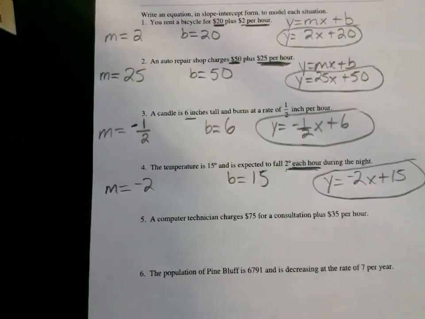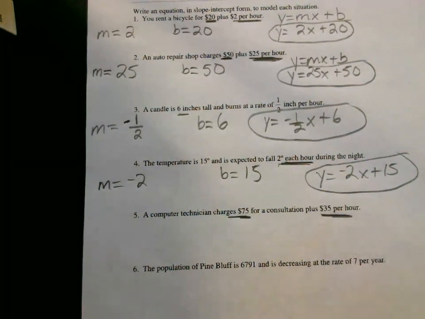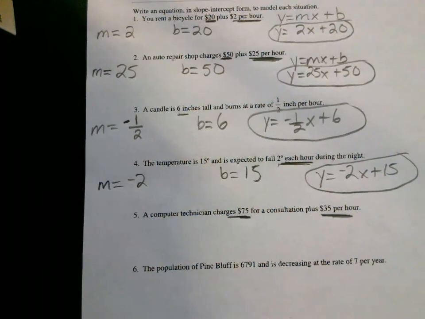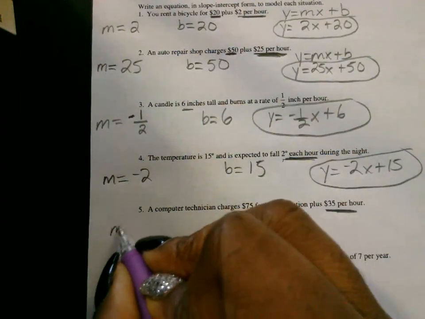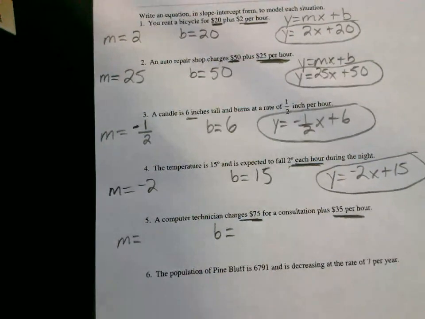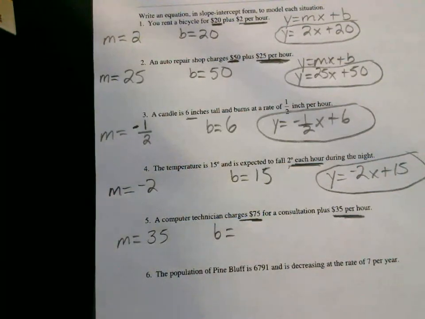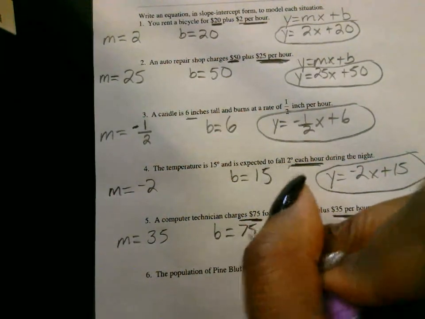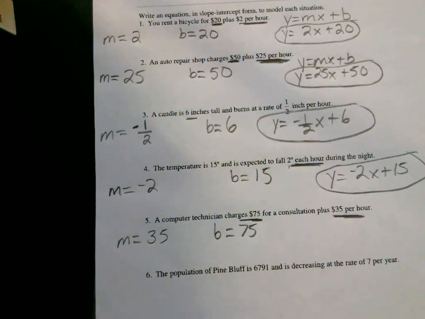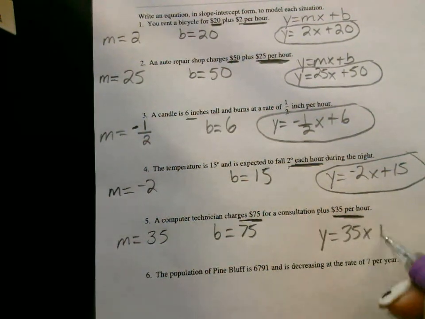Okay. Let's look at number 5. A computer technician charges $75 for a consultation plus $35 per hour. Okay. What is going to be my rate and what is going to be my starting amount? Paige? 35 for the M, positive 35, and $75 for the B. How do I write this as an equation, Tegan? Y equals 35x plus 75. Very good, baby.